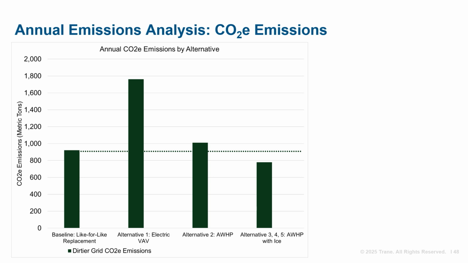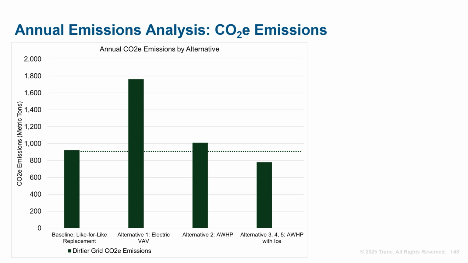Keep in mind that the baseline emissions include both electricity and natural gas emissions, while each electrified alternative includes only electricity emissions. Notice that our first alternative, the electrified VAV option, had so much more energy consumption than the baseline that the additional electricity emissions significantly outpaced the natural gas emission savings, resulting in much higher total emissions. Alternative 2, with air-to-water heat pumps, also had enough additional electricity consumption to outpace the natural gas emission savings from the baseline, but not by quite as much.